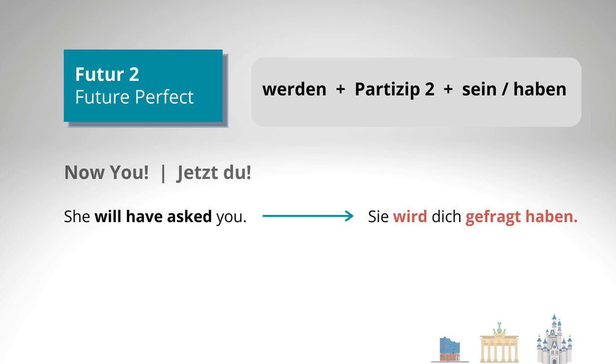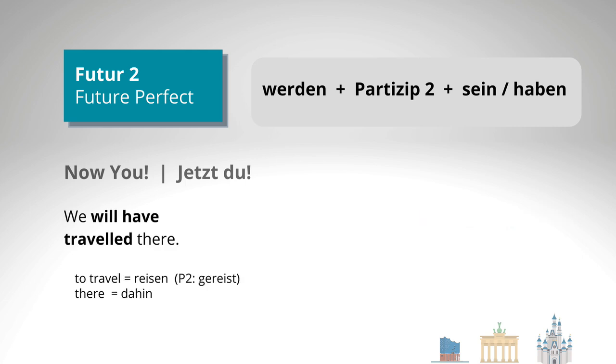Okay, as you can see from our example sentences, I think it got pretty clear how rarely this tense is actually used, because, I mean, who is saying sentences like that? But let's have one final example. Our next example sentence is we will have traveled there. We will have traveled there. I will give you a little tip to make it easier for you to translate the sentence.